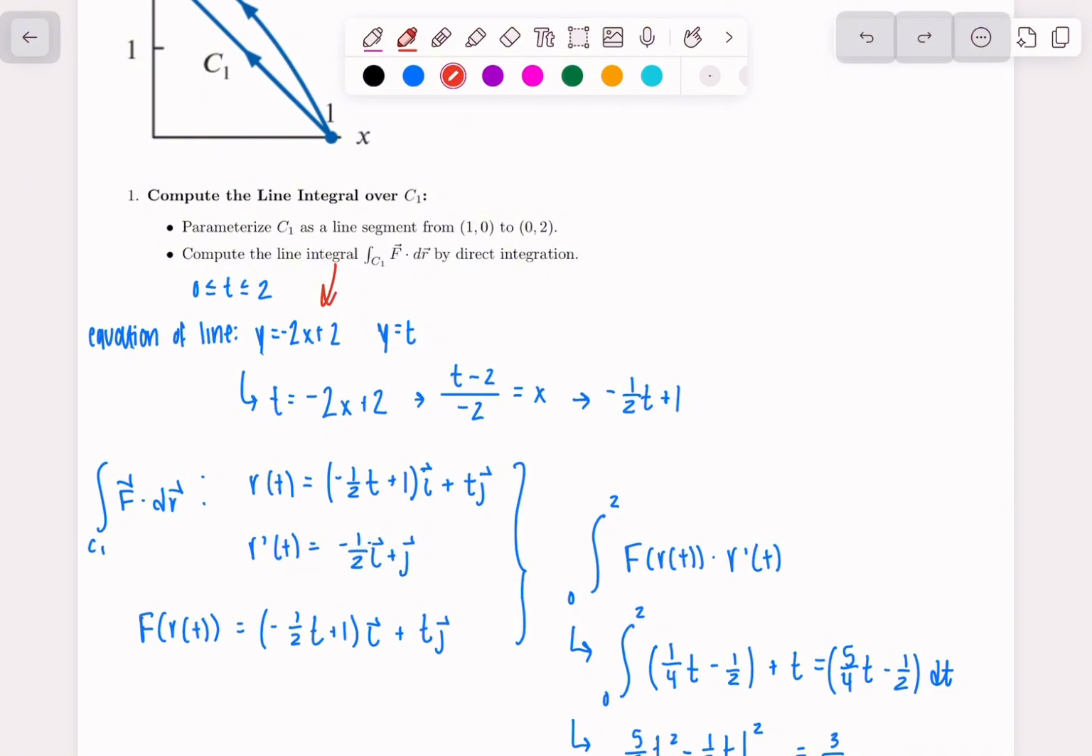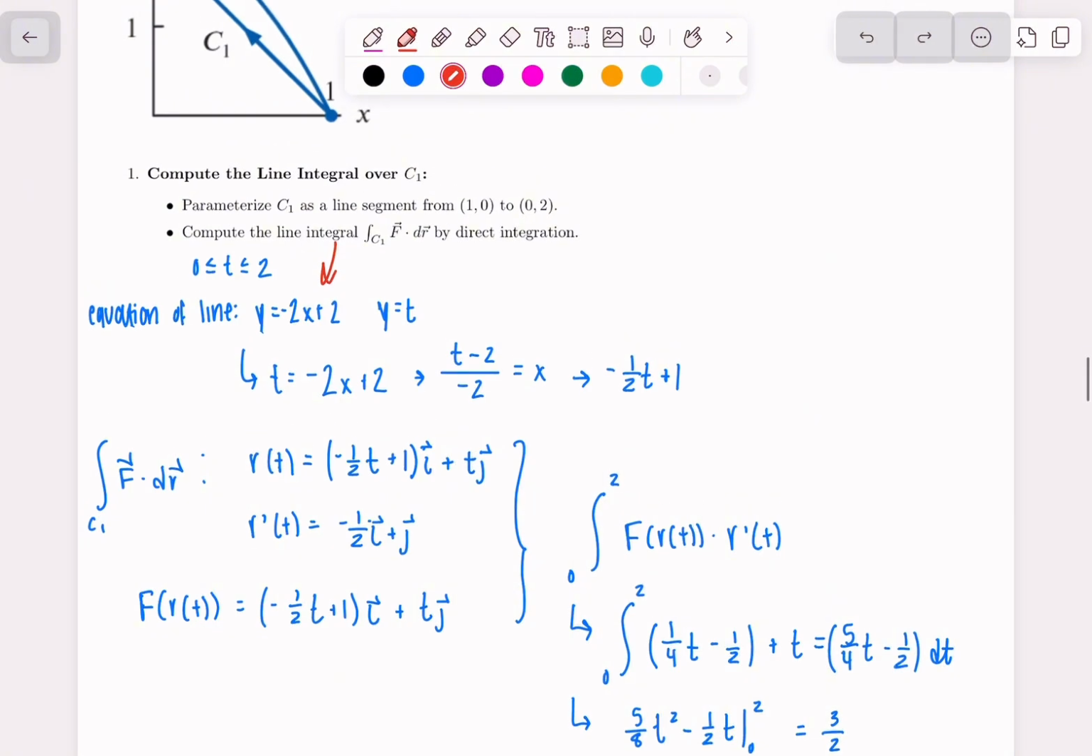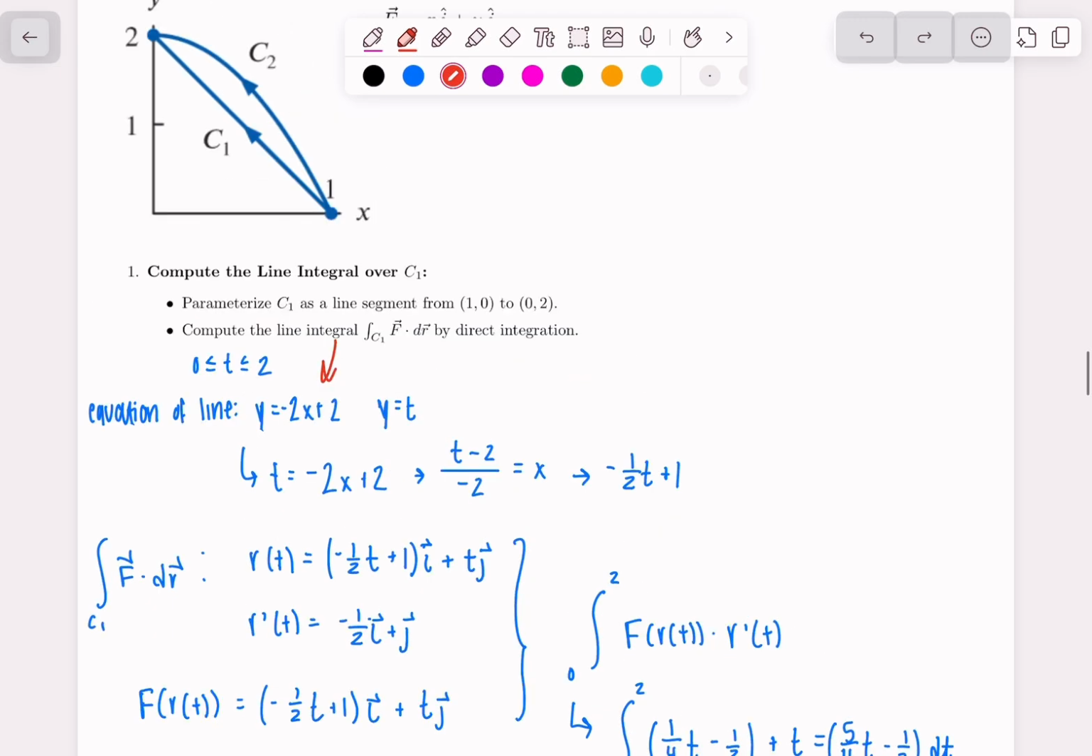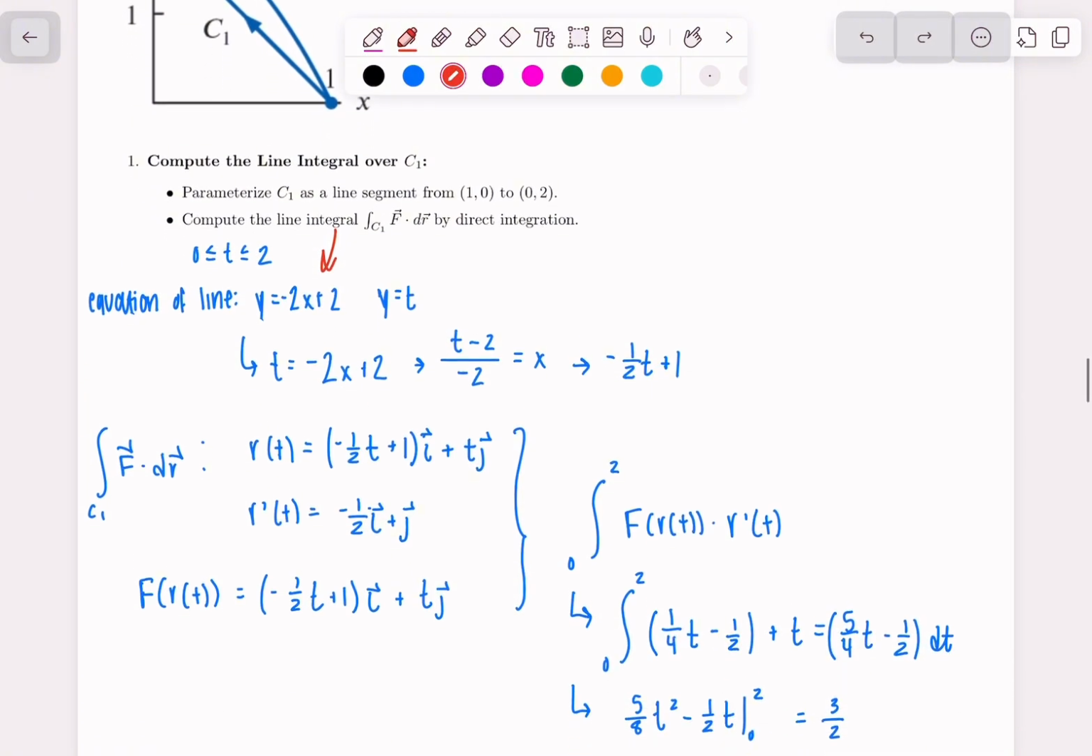Then what we can do is make our r vector. So we have r(t) equals (-1/2 t plus 1) i plus t j. That's coming from the fact that, again, we have our slope and our y is equal to t. So that's why we put t in front of the j component, because t goes with y. We go ahead and take the first derivative of r. That's the second step in computing a line integral.